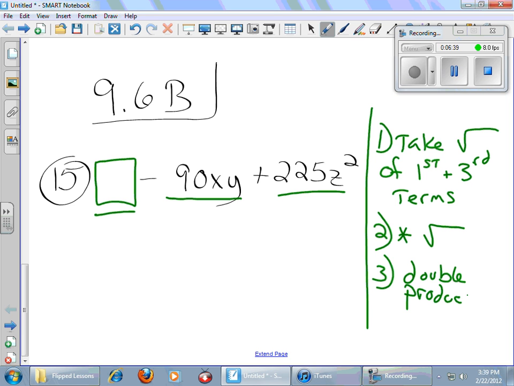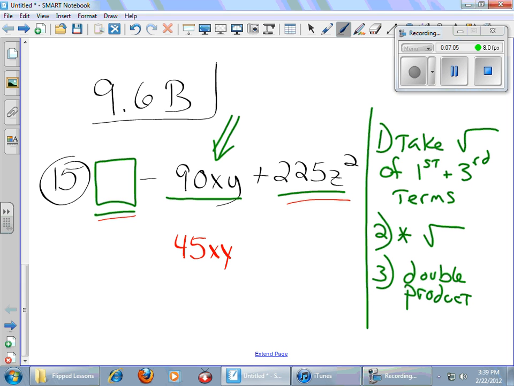Okay, so I'm going to work backwards. I know that this number here is supposed to be double the product. So the first thing I'm going to do is divide it by 2. And I'm going to get 45xy. So when I multiply the square roots of this number and this number, the first and third terms, I have to get 45xy. Now I don't know what two things were multiplied by.